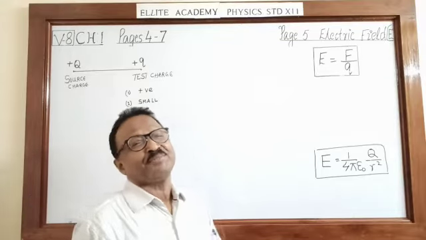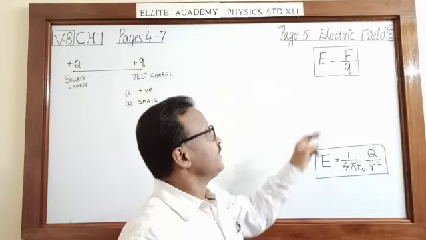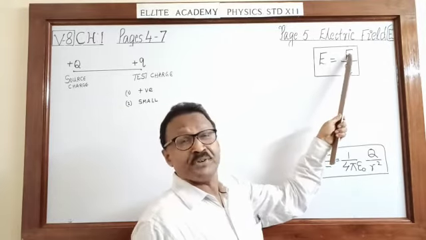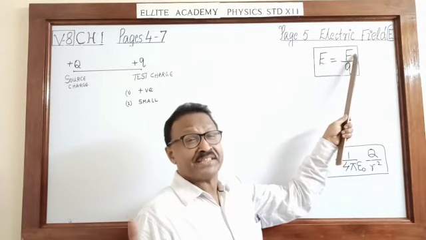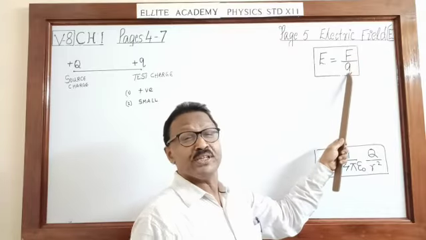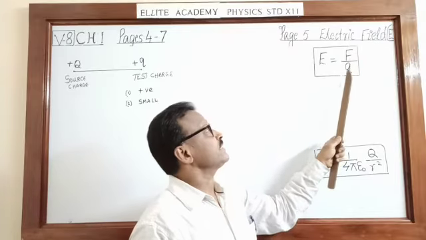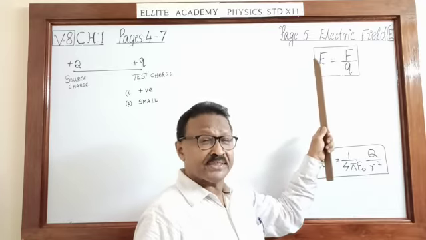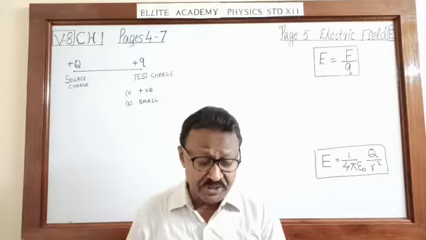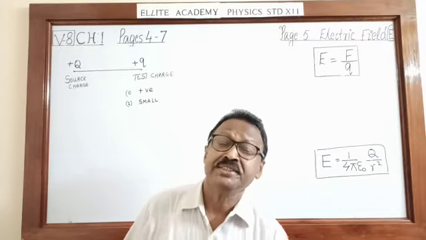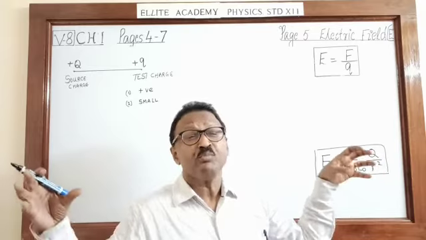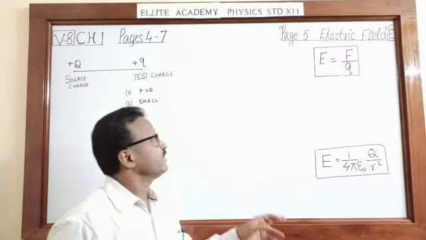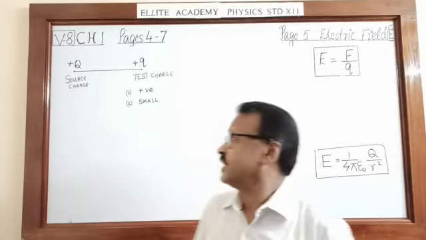Let us continue. Page number 6. We reach up to here. E is equal to F upon Q. We say F is the force acting on the test charge and Q is the magnitude of the test charge, and that quantity we call electric field. We call it electric field or intensity of electric field. Both are the same. Intensity means strength. Light is more intensity. Light is less intensity. To understand that, let us continue.